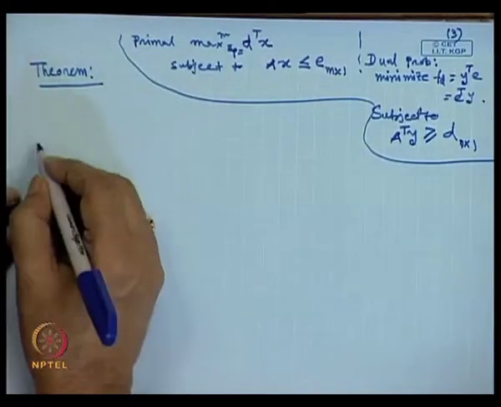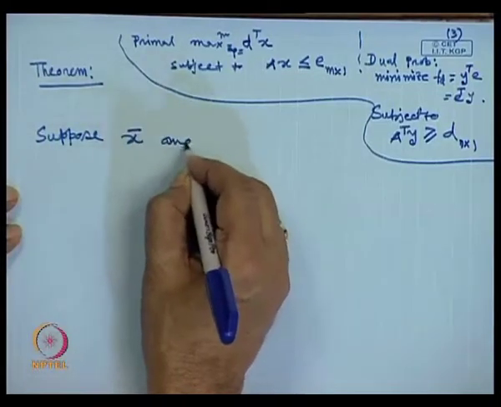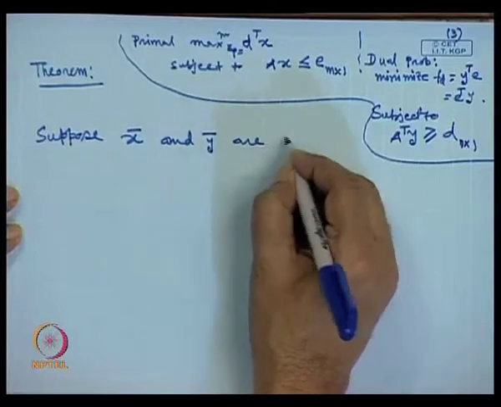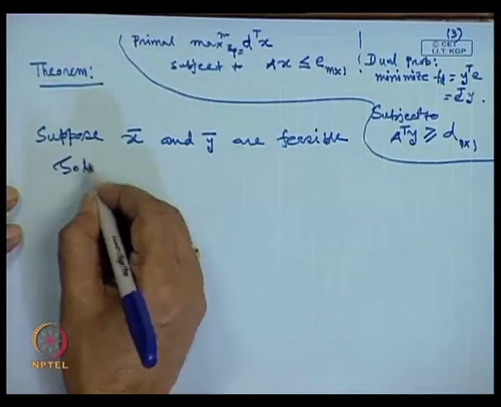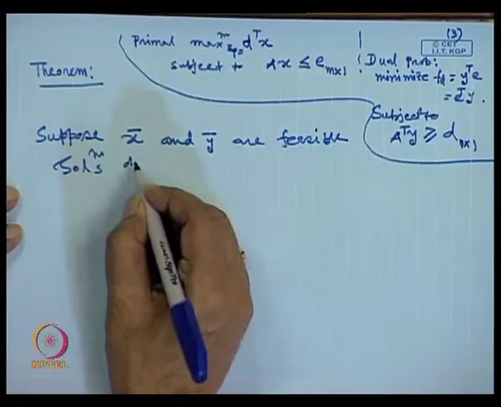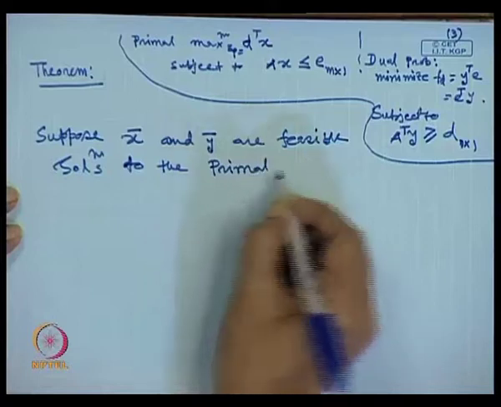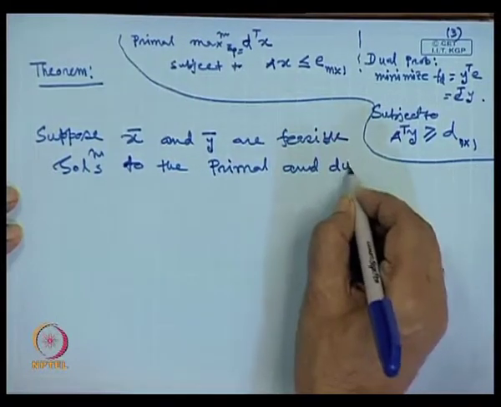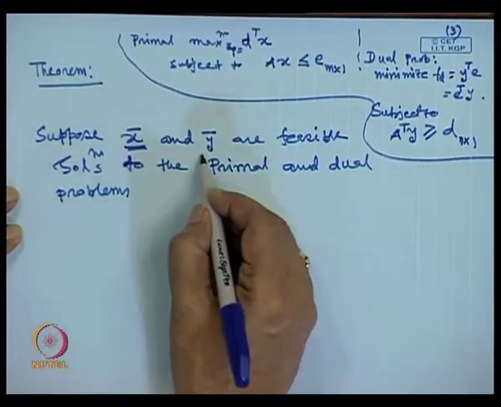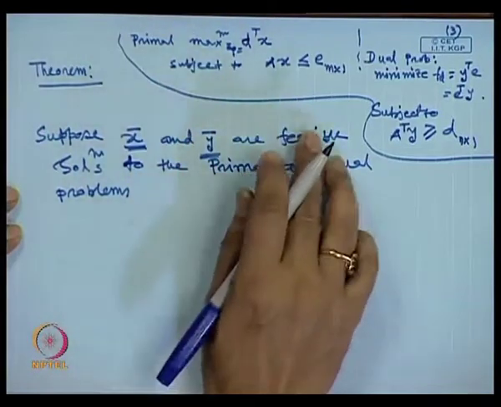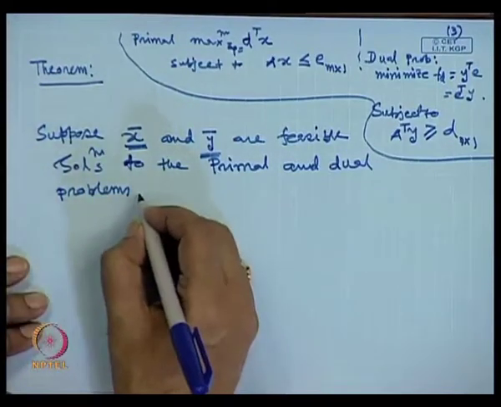The next theorem says: suppose x bar and y bar are feasible solutions to the primal and dual problems. That means x bar is a feasible solution of the primal problem and y bar is a feasible solution of the dual problem. Agree?